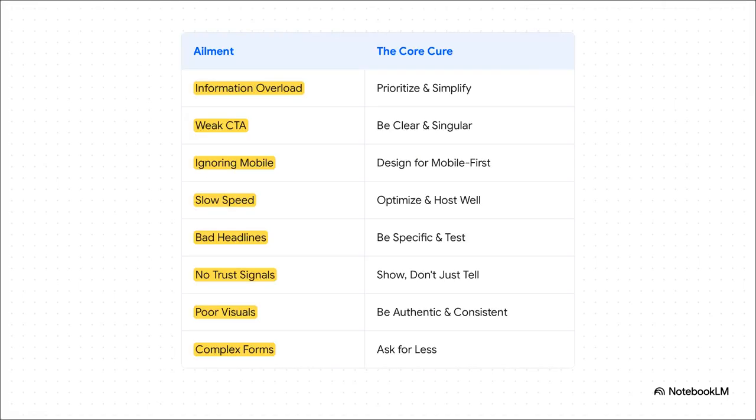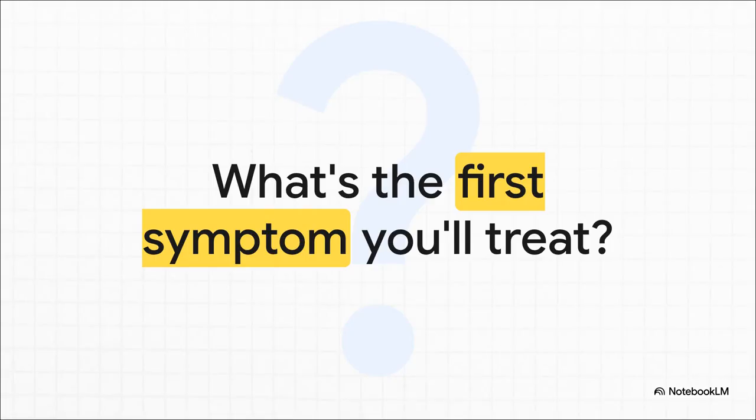And here it is, your complete landing page health checklist. This is the slide to screenshot and use as your guide. From simplifying your message to asking for less in your forms, you can see that each problem has a clear core solution. So, I'll leave you with this final thought. Now that you're armed with the diagnosis and the cures, I want you to go take a hard, honest look at your own landing page. What's the very first symptom you're going to treat to boost your conversions?